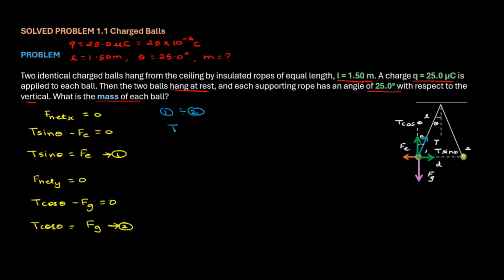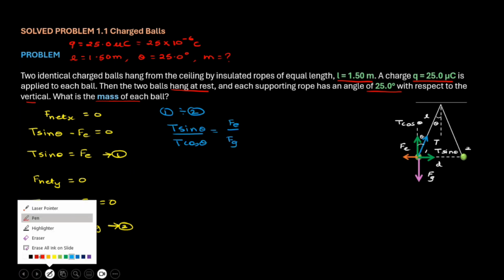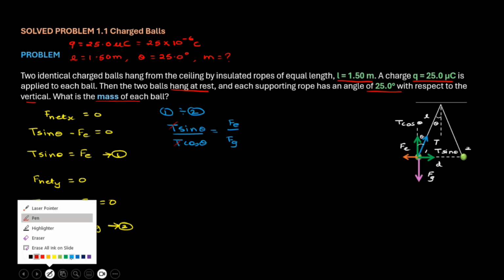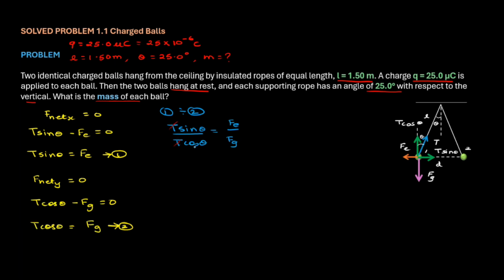That gives me T sine theta over T cosine theta equal to Fe over Fg. You can cancel off the common terms here. I can cancel T and T. We also know that sine theta over cosine theta is tan theta. That is equal to Fe over Fg.